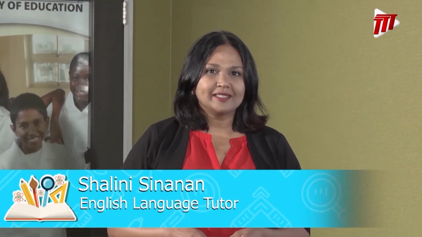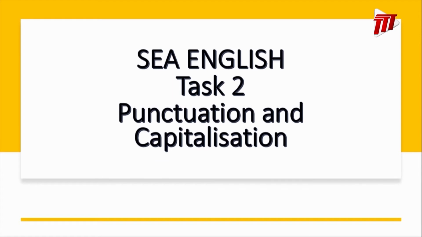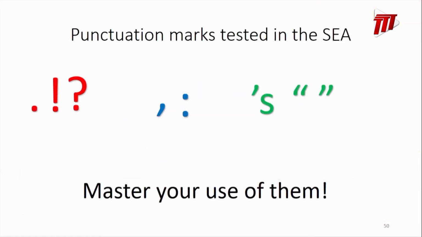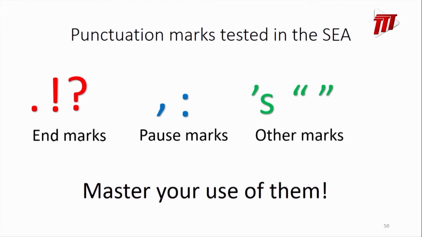Right now we're going to do the second task of your section one for our ELA paper, which deals with punctuation and capitalization. Remember, the punctuation marks that are tested for SEA are your end marks, which include your full stop, your exclamation mark, and your question mark, your pause marks, which include your comma and your colon. And of course, your other marks, which include your apostrophe S to show possession, and direct speech, your quotation marks to show direct speech, the actual words of the speaker, or maybe to denote a special name or phrase in your sentence.